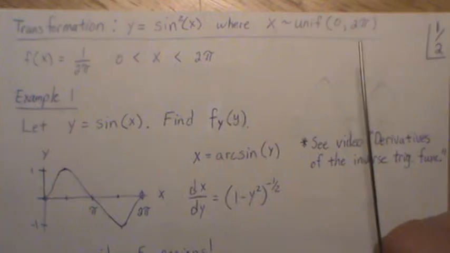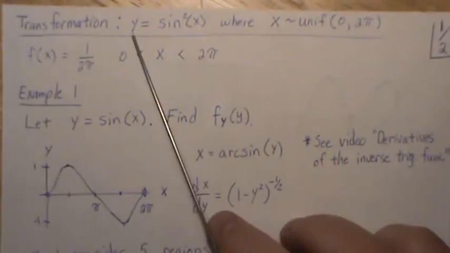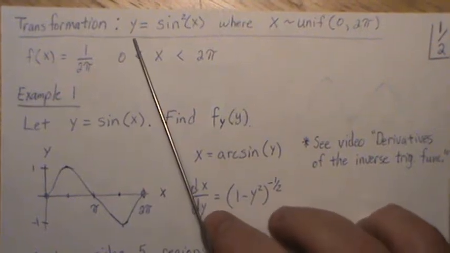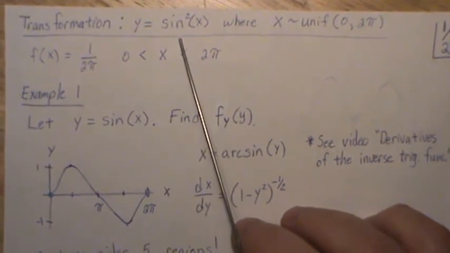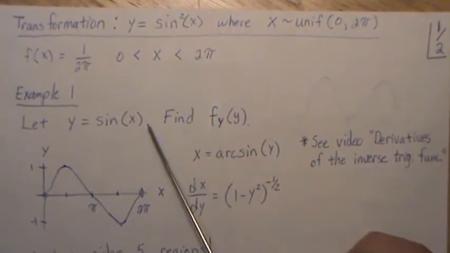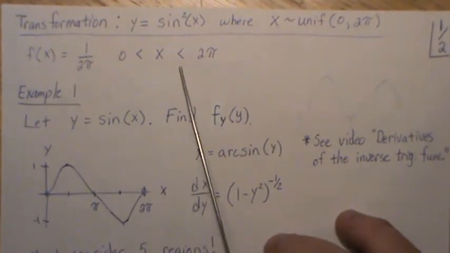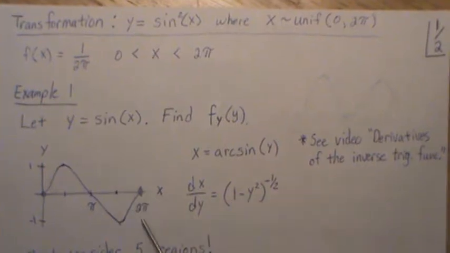Now we're going to do two examples. The first example, we're just going to look at y equals sine of x, and then the second example we'll do y equals the sine of x squared. X in both cases is uniform from 0 to 2 pi, so this is the density.